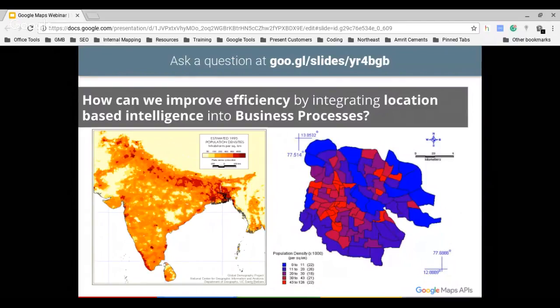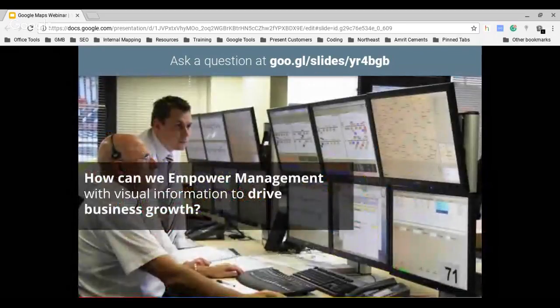Now coming to the back end of the business operations, we have how can we improve efficiency by integrating location-based intelligence into business processes, right? To understand where are these particular demographics that we're trying to target, to understand how are customers spending money and where are they located, right? We can have various kinds of heat maps to organize our operations according to our demand, right? We can also organize marketing campaigns and see how effective they were in a particular geography, right? All of this is possible with Google Maps.